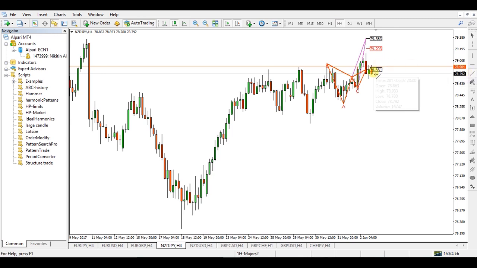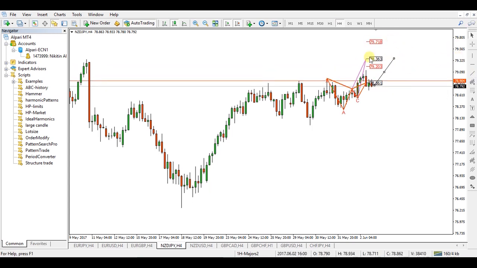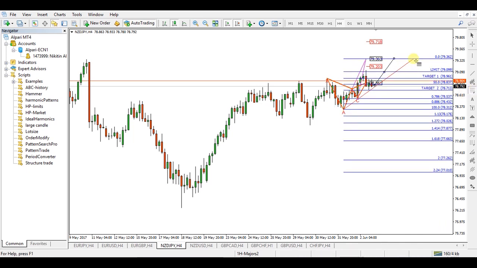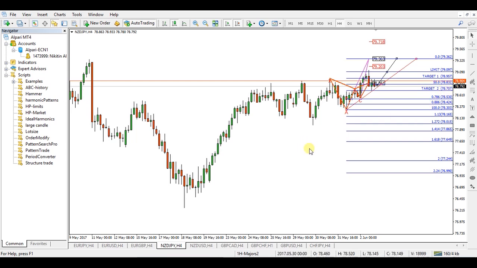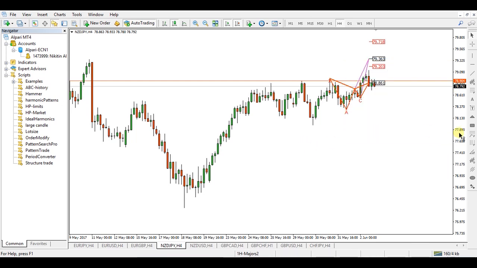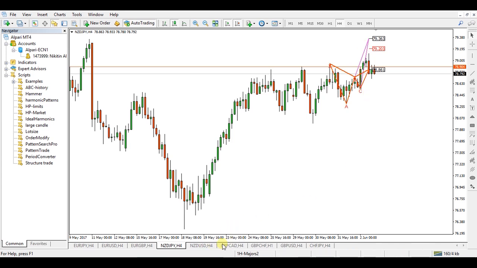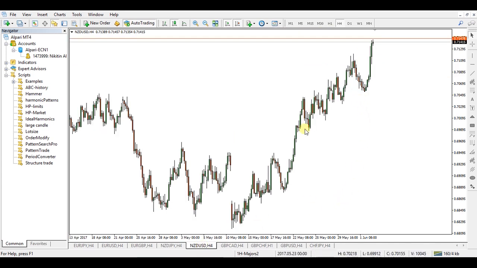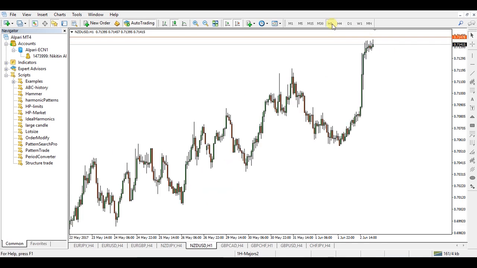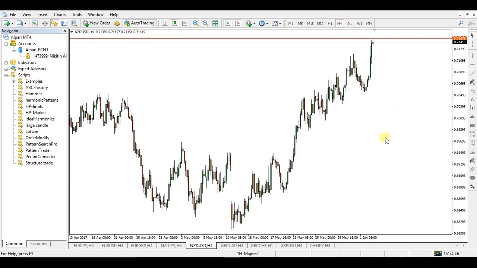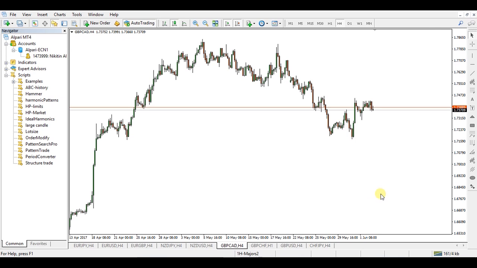If price goes high, of course we have the completion of a crab pattern like this, and then it will look this way. The entry is 33, stop is 71, target 1 is 78.95, target 2 78.70. Okay, so this is the pattern I'm looking at for the next week. New Zealand dollar, continuation of an uptrend, no signs of relief, no patterns.